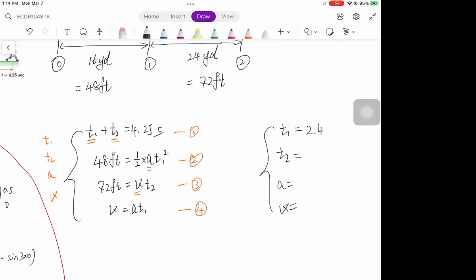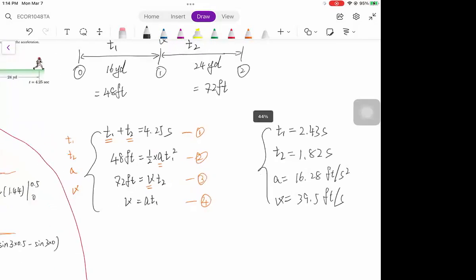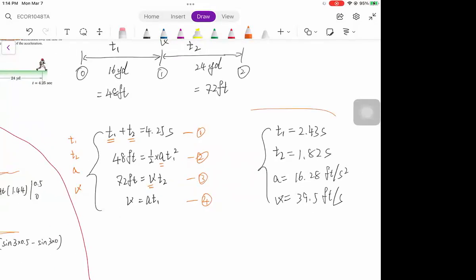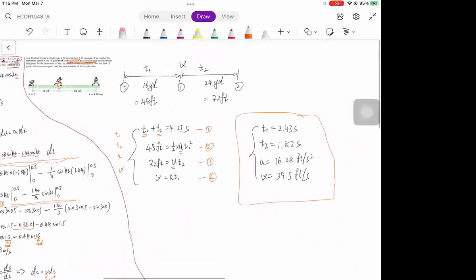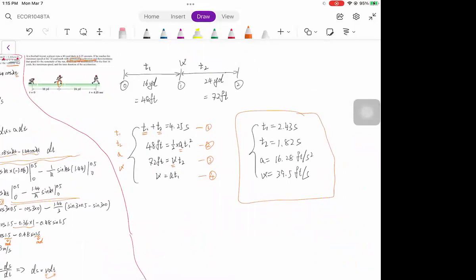T1 is equal to 2.43 seconds. T2 is 1.82 seconds. The acceleration is 16.28 feet per second square. Velocity is 39.5 feet per second. So those are the set of answers for this question. Okay, so that is all the questions.